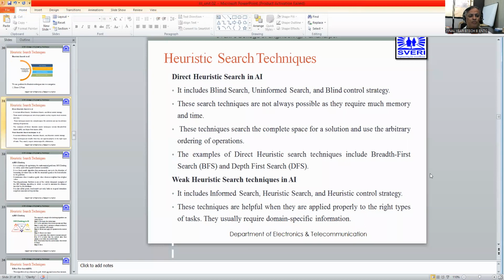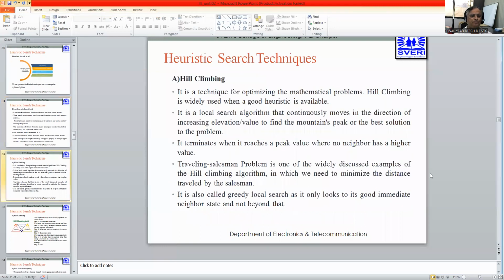Then we have seen the weak heuristic search techniques. They may include informed search and heuristic control strategy. They can be useful as they can be applied properly to the right types of tasks, and they usually require domain specific information. Then we have seen in detail various methods of the heuristic search techniques.